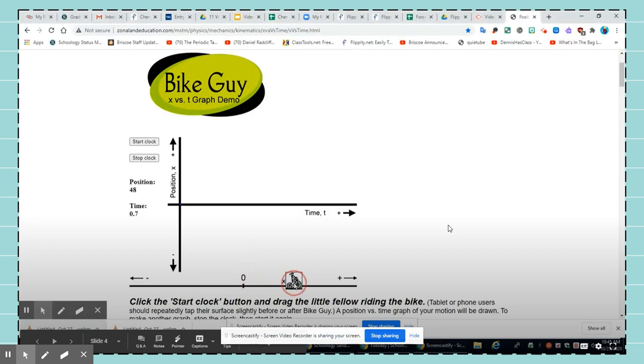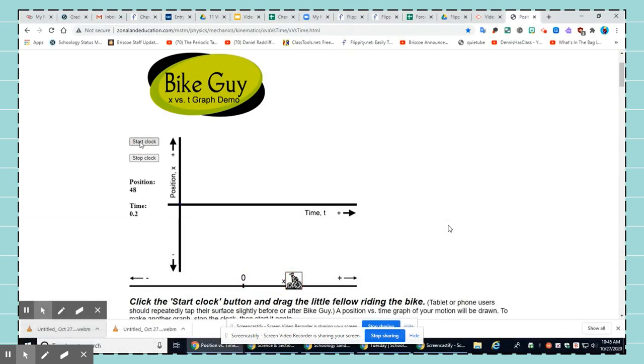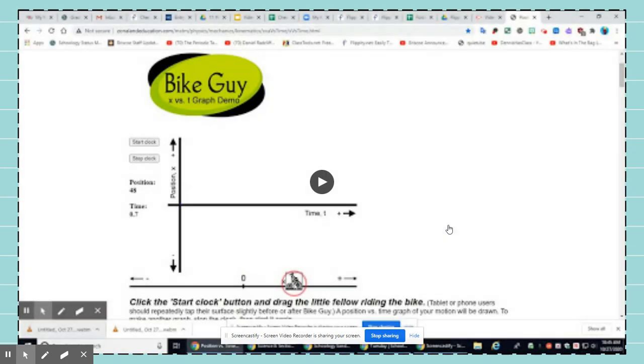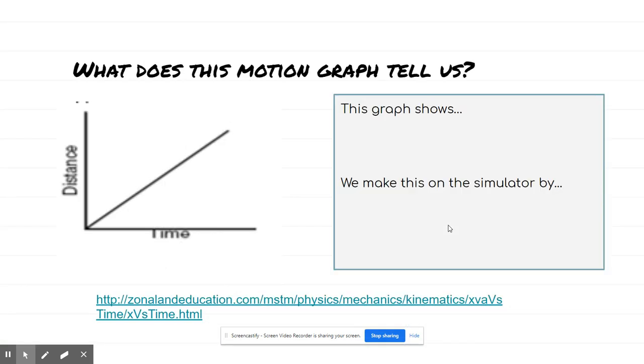I move the cyclist away from the origin and I click start. The line is created and it's just like it was on our graph. And when I'm done, I can click stop. Okay. All right. That one wasn't too difficult, right? So let's kick it up a notch. Let's look at this one.